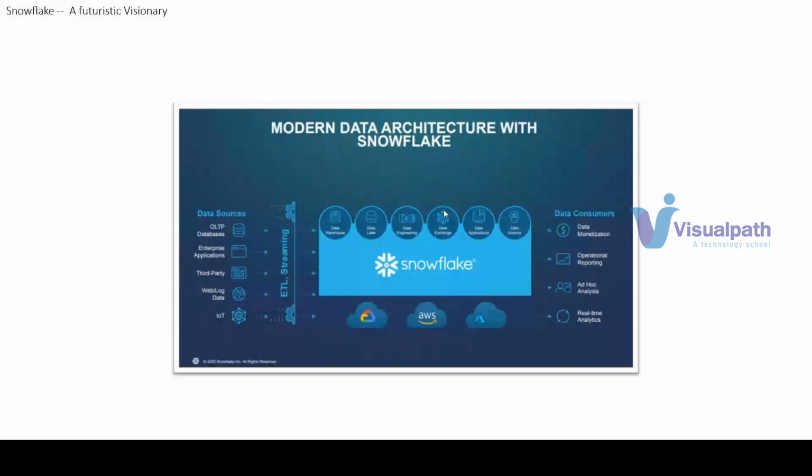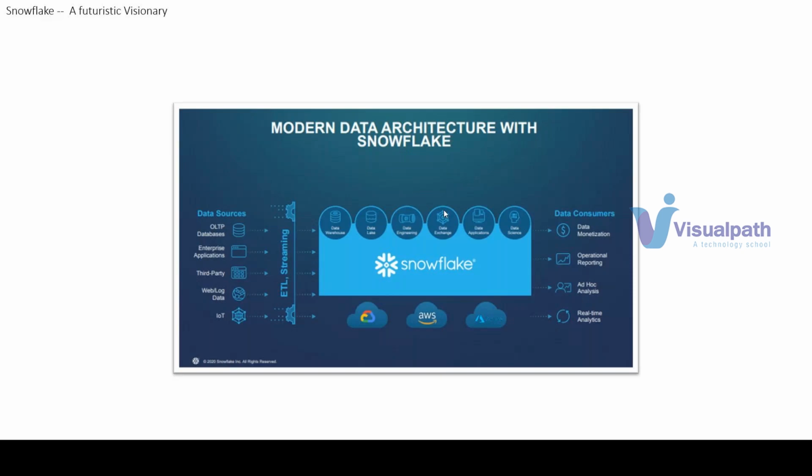So Mandal Ravi is asking, how can you compare Snowflake with Databricks? See, there is a difference between cloud service providers, as well as there is a difference between cloud data platforms.